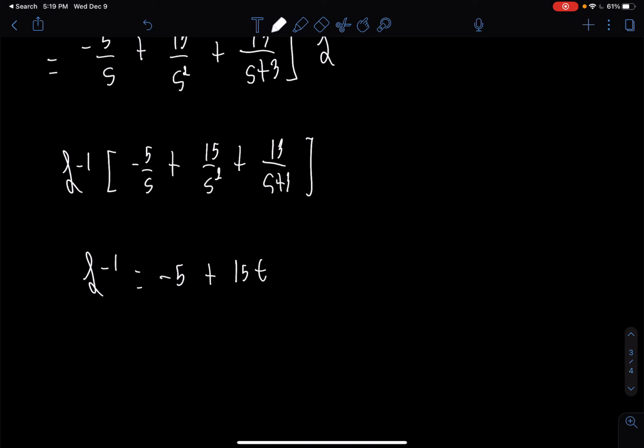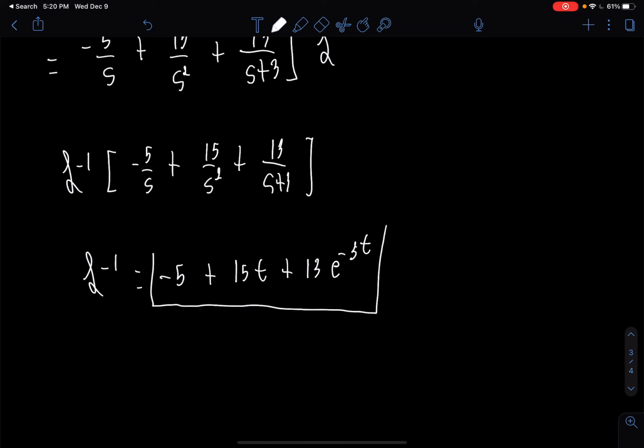Because I remember when I told you at the beginning, the Laplace inverse of t is 1 over S squared. So now we have that constant is 15, so it'll be 15t. If we were to take the Laplace transform of 15t, it'll be 15 over S squared. But now we're taking the Laplace inverse, which is its opposite. And for the last part, this will just be plus 13e to the negative 3t. And this is the solution to this Laplace transform.